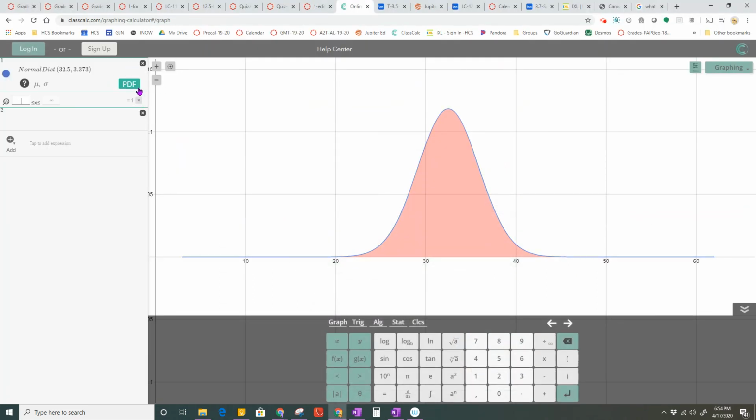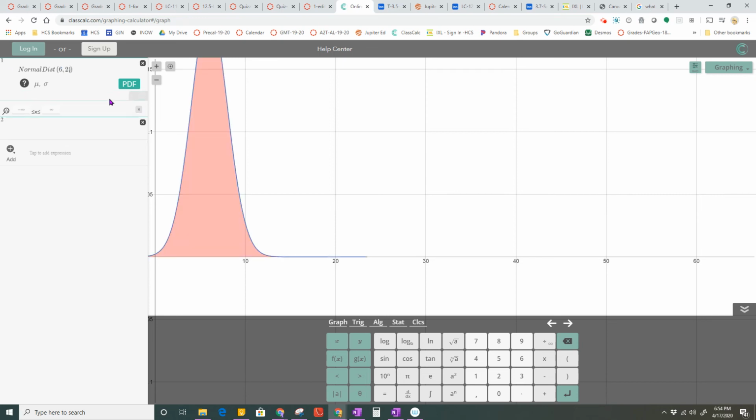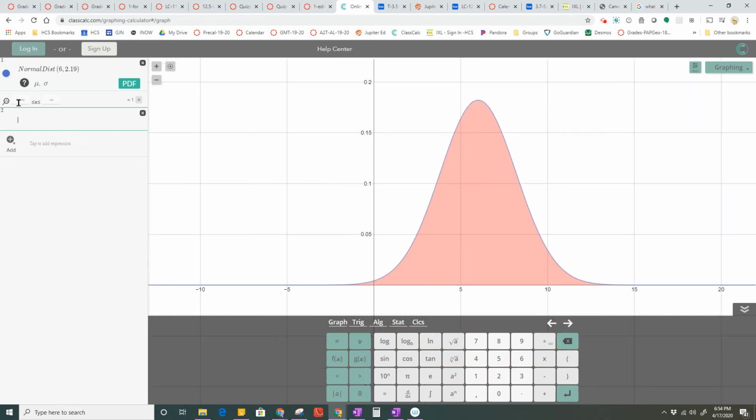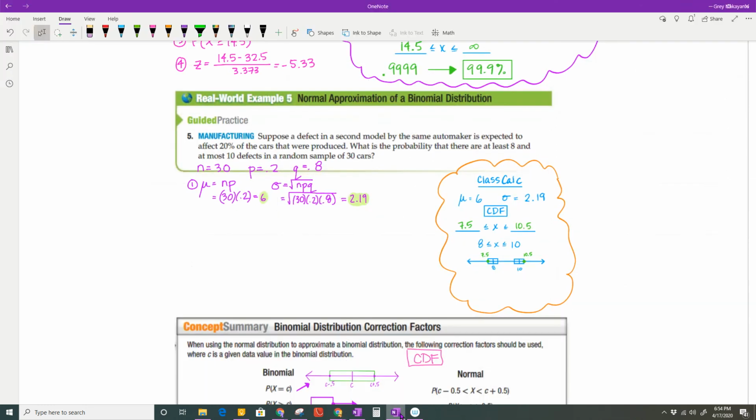I'm going to clear my CDF, and I'm just going to type over it. My mean was 6. My standard deviation was 2.19. And I hit enter. And if you hit the magnifying glass, it'll recenter it. Okay, so I can put it there. And my CDF, we figured, was 7.5 to 10.5. And you can see that the answer is 0.226744. Lots of decimals.